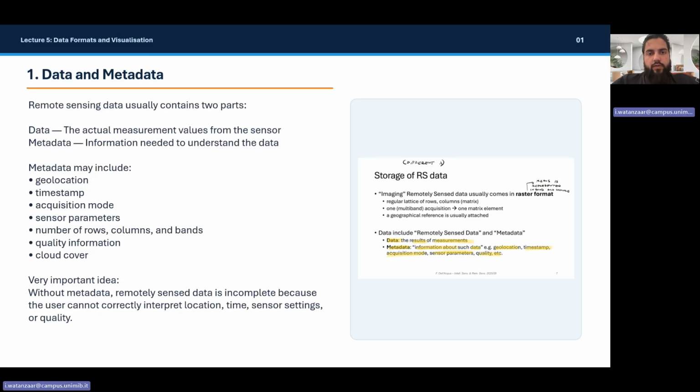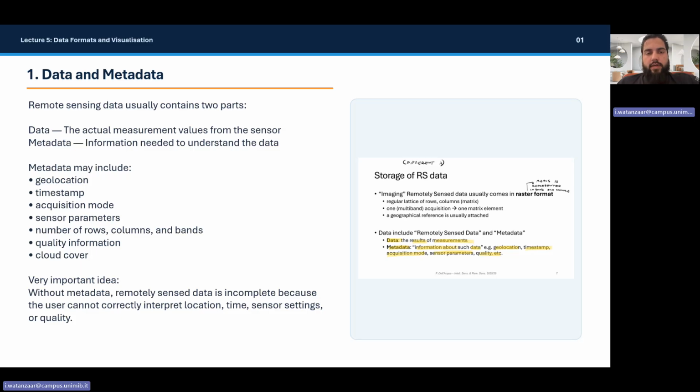In the name of Allah, thank you so much and welcome back to lecture number 6. As we discussed, this is the last lecture of the remote sensing products. We discussed the remote sensing data before this, and now we are discussing the data formats and its visualization. So this is the last lecture in the glance of the remote sensing products.